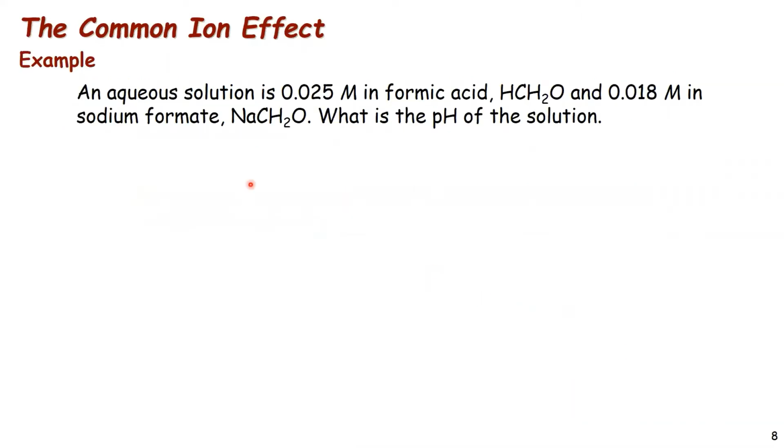Okay, so let's do an example. Let's say I have an aqueous solution that's 0.025 molar in formic acid, but it's also 0.018 molar in sodium formate. I want to know what is the pH of the solution. Okay, so again, we have a weak acid, right? So it's a weak electrolyte. And then we added this salt, but this is a strong electrolyte, right? This is going to dissociate into the sodium ion and the formate ion, a single arrow, no equilibrium.